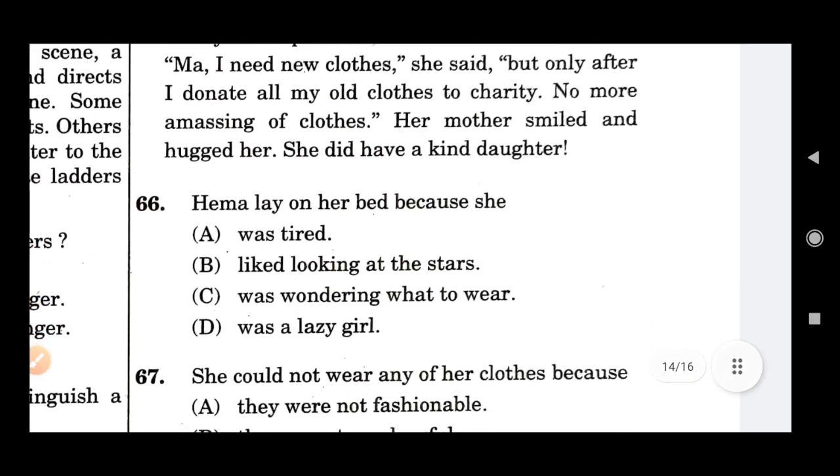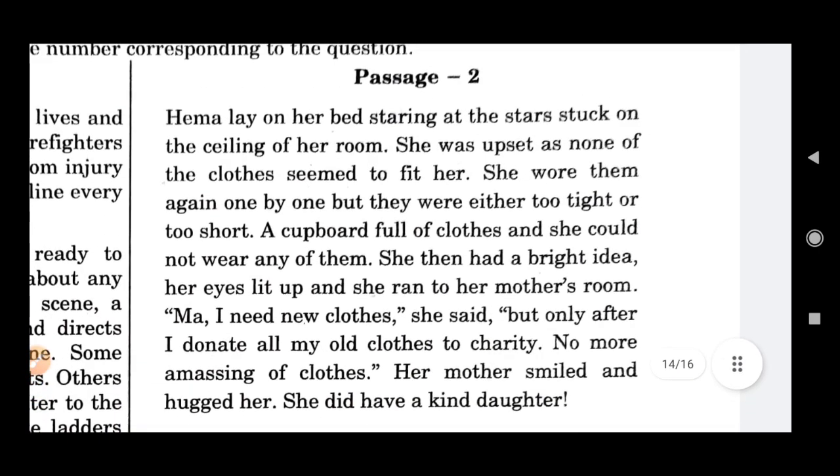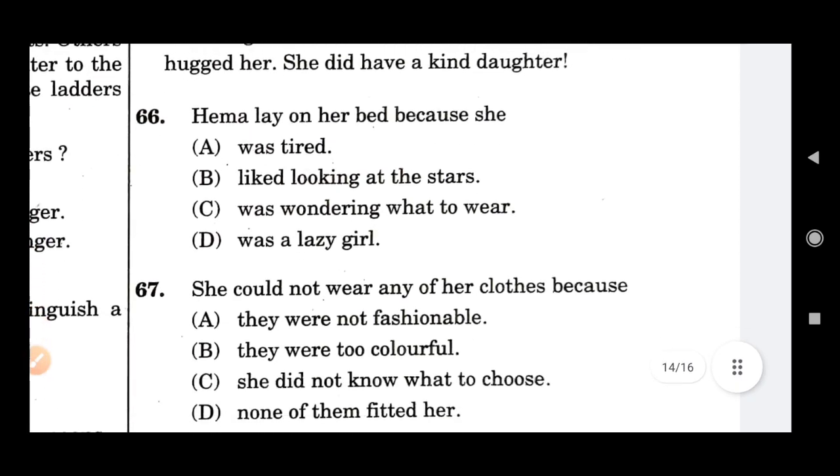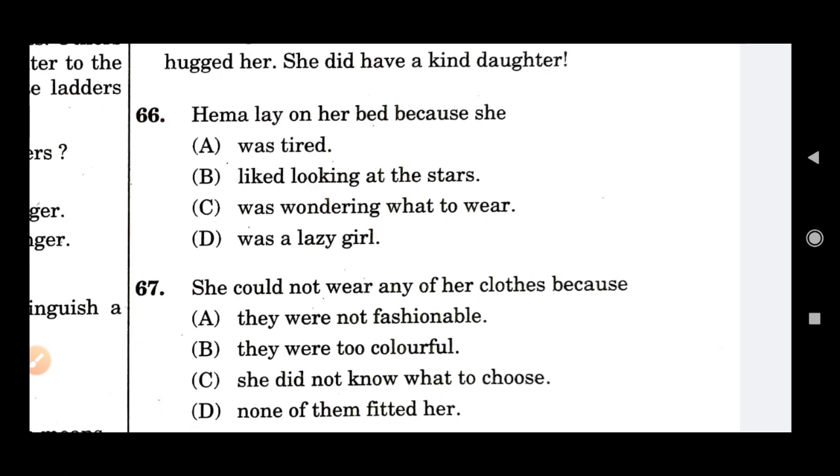So this is what the second passage, friends, is all about. To understand the passage is very important in this section, and it gives you a particular idea. It is all about the dress wearing of that girl. We'll see the questions. Hema lay on her bed, because we have the four options.